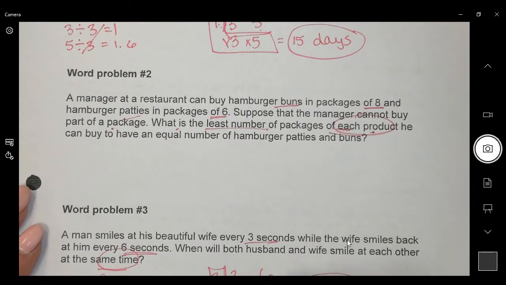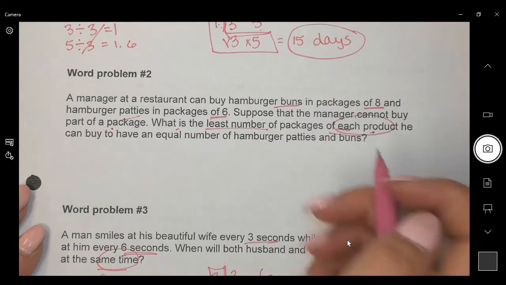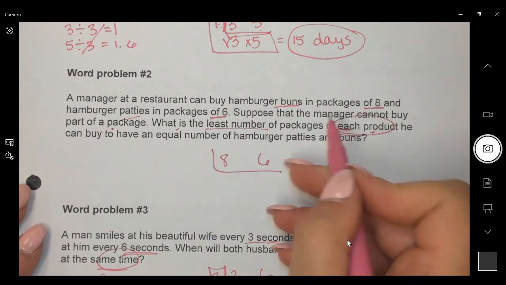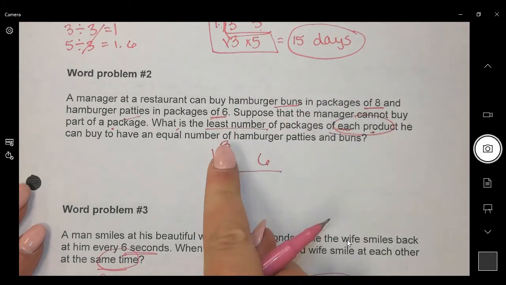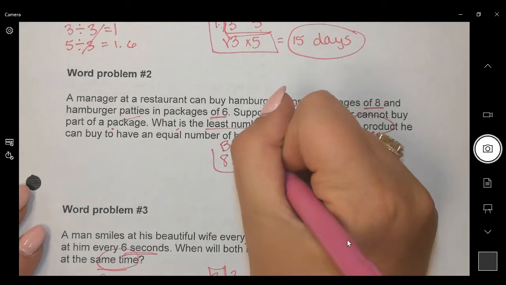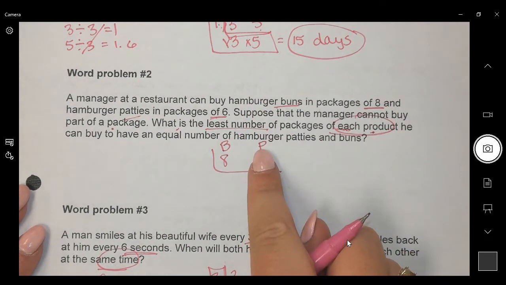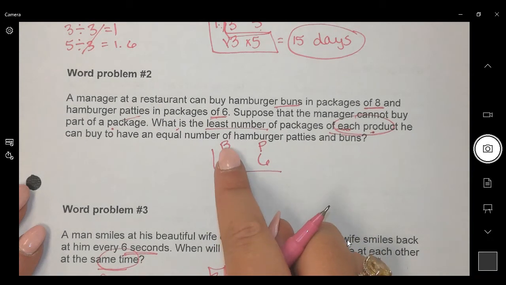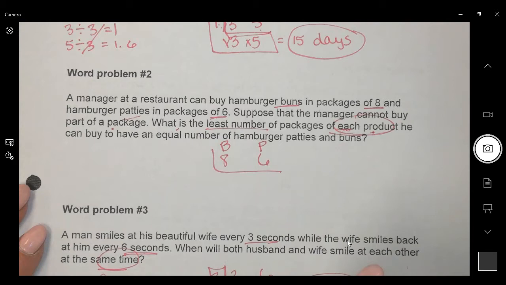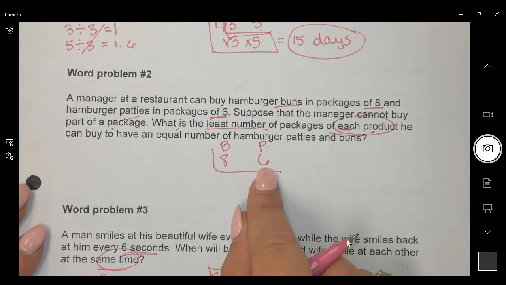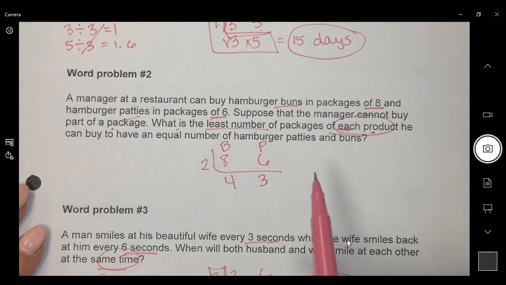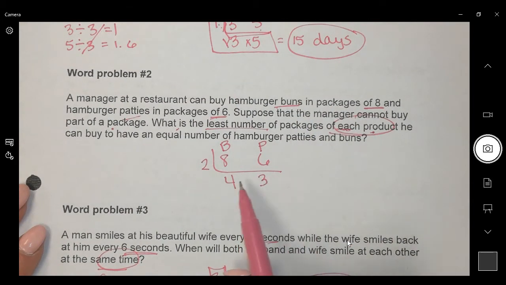So I'm still going to use the slide because it says least number. And so I'm going to place 8 and 6 in the slide. 8 represents buns, so I'm going to label it with a B for buns. And 6 represents patties, so I'm going to write a P for patties. So there's 6 patties in a pack, and there's 8 buns in a pack. And so now I'm just going to follow the slide. 8 and 6 are even, so I know I can use 2. And so 3 and 4 are back to back on the number line. I can't go any further.